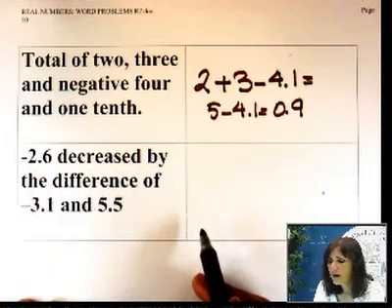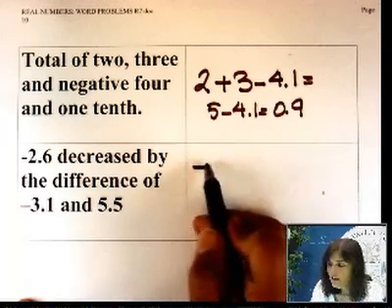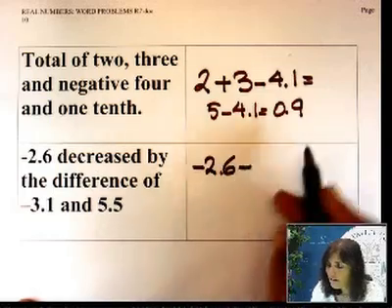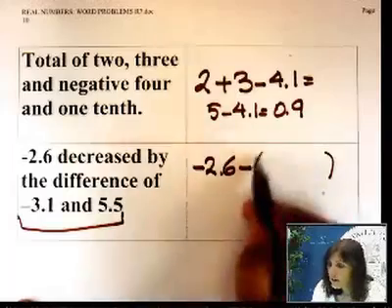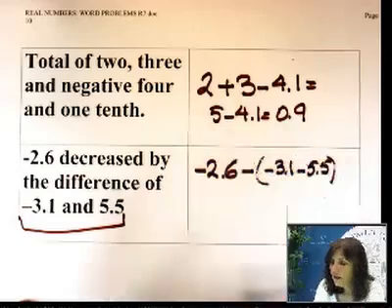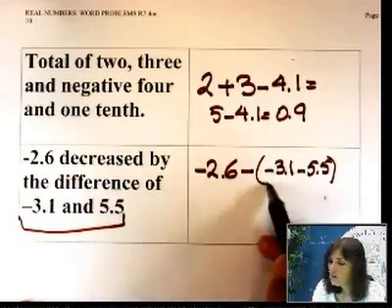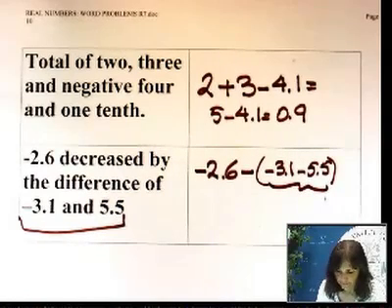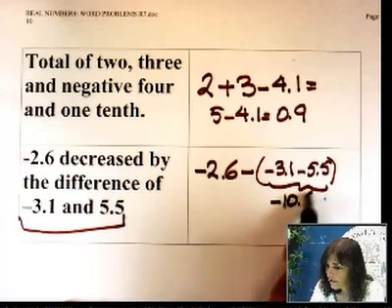How about this one? Negative 2.6 decreased by the difference of negative 3.1 and 5.5. Negative 2.6 is decreased by what? Since it's the difference of these two, I put parentheses. Difference of negative 3.1 and 5.5. So this one is going to give me 10.6, okay?